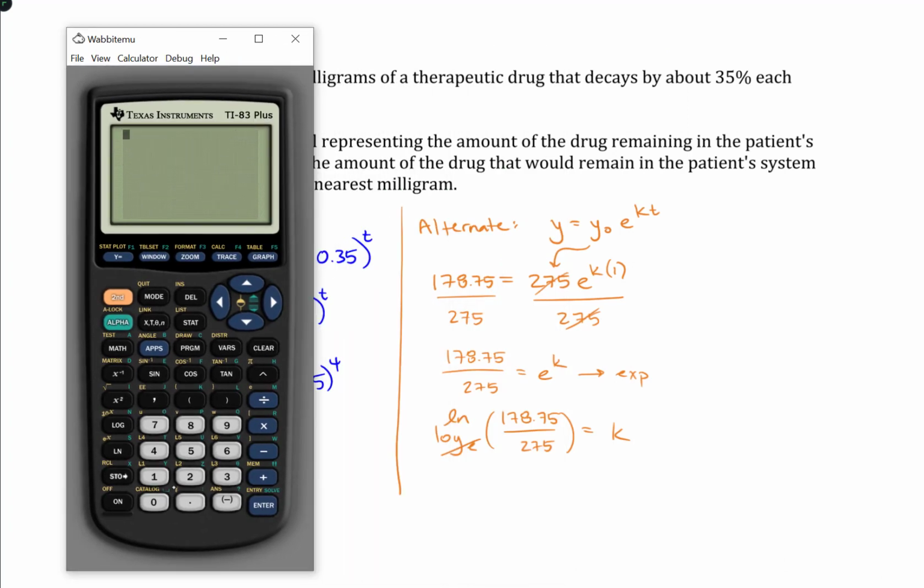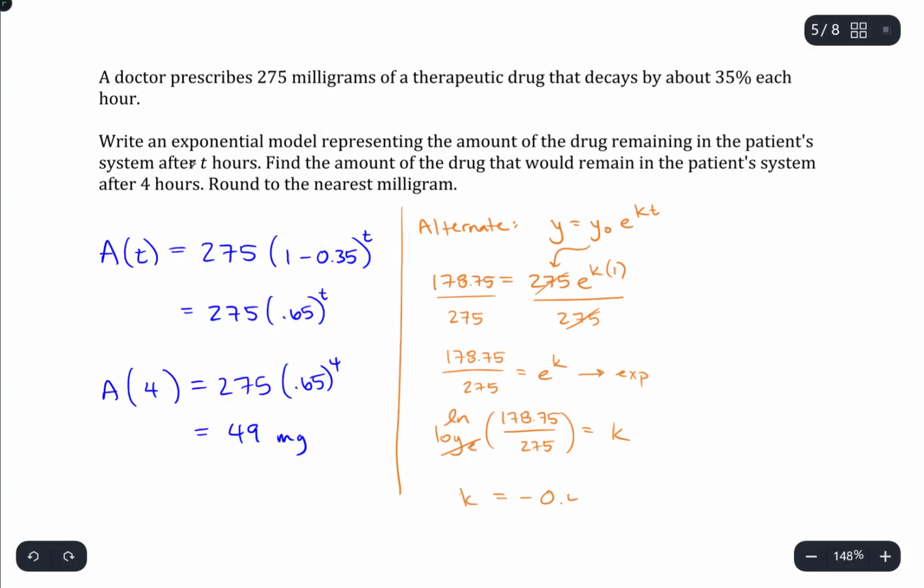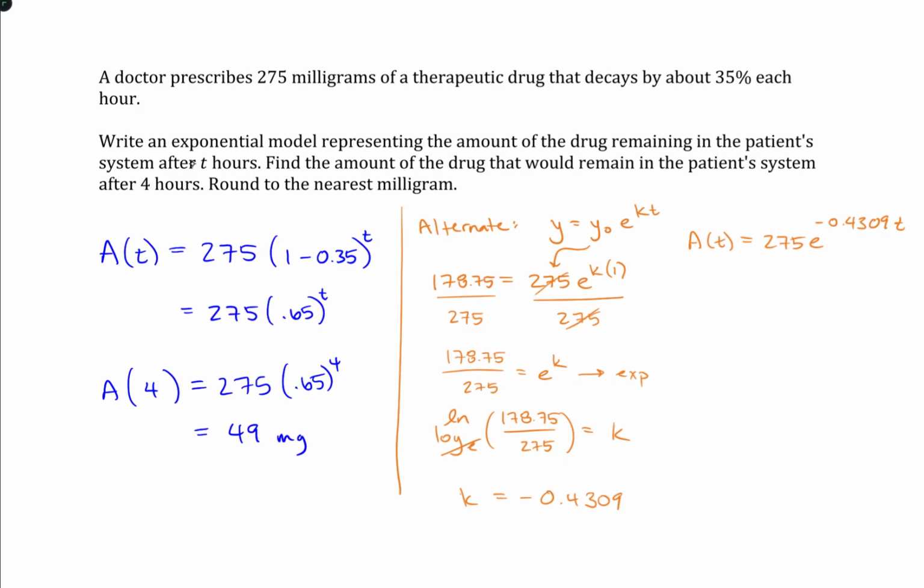Let's take a look at what happens. We get the natural log of 178.75 divided by 275, and that gives us a value of k of negative 0.4309, we'll say. So k equals negative 0.4309. Then our model would be A of t equals 275 e to the negative 0.4309 t. And that right there is also a perfectly fine way of expressing this change.